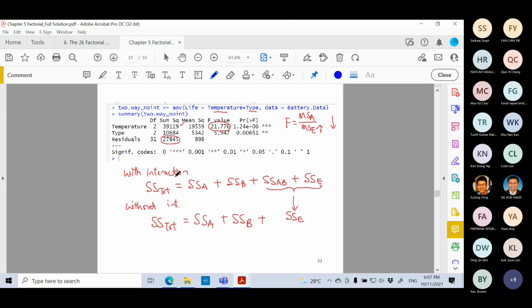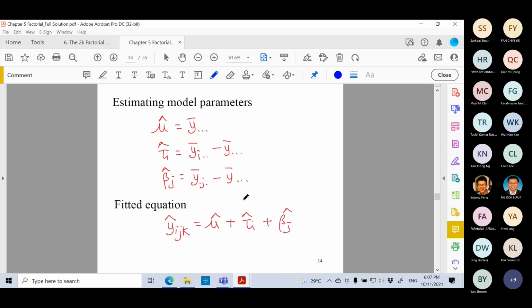So if you do not have an interaction factor, then the sum of squares from the AB interaction will be combined with the error. They merge into the sum of squares for the new error, and together with the sum of squares for A and B, you get the sum of squares for the total. This is what you have in the analysis of variance. If you do not have an interaction effect, your fitted equation will be given without the interaction term.